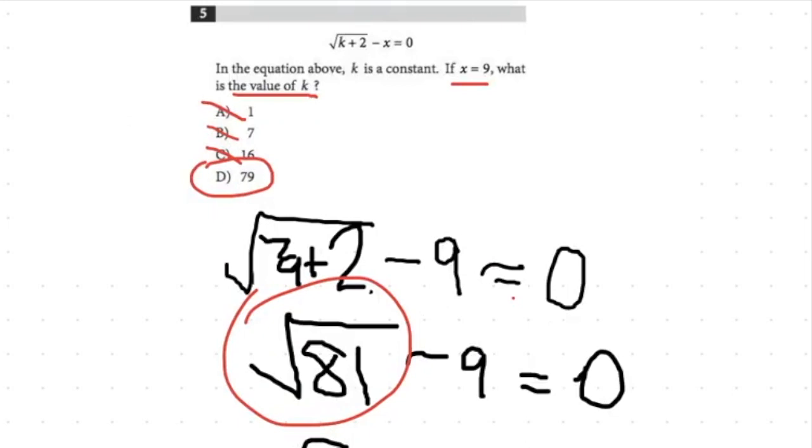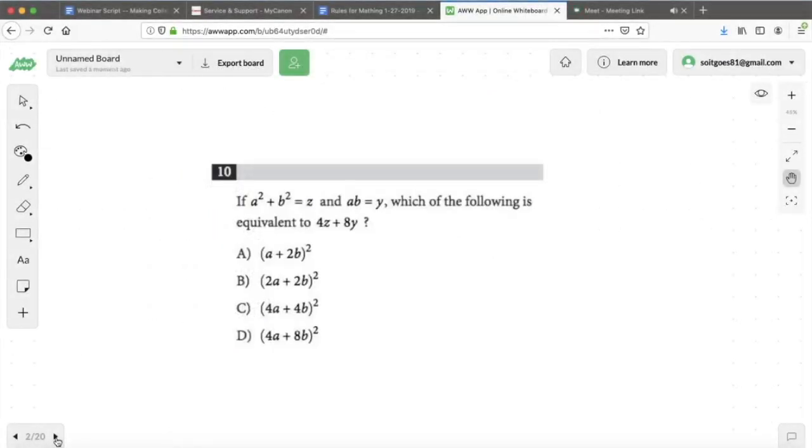Okay, all right. Let's do the next one up on the screen. And here we go. Ariane, actually, you are next. Go ahead and read question number 10 for us, please. If a squared plus b squared is equal to z, and a times b is equal to y, which of the following is equivalent to 4z plus 8y? Ooh, this is a tough one. All right, Ariane, what are we solving for here in this question?